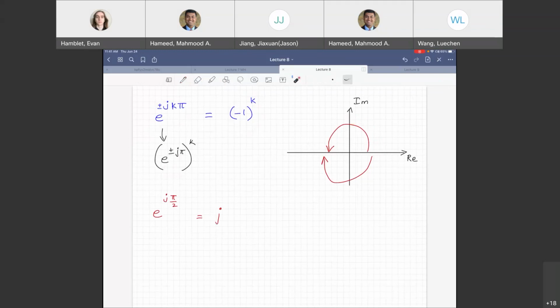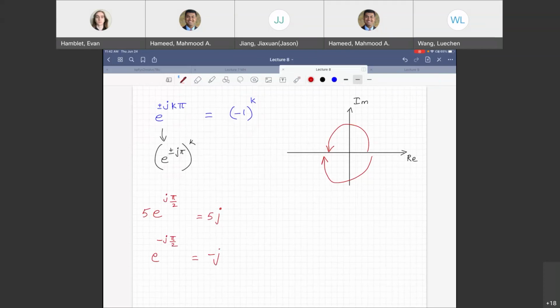Next. What about this? How about minus? Negative j. Next. How about 5 e to the j pi over 2? 5.